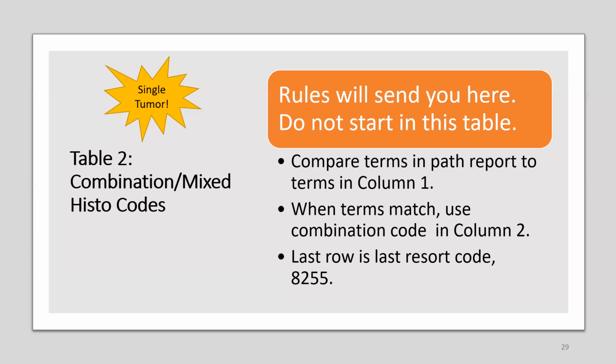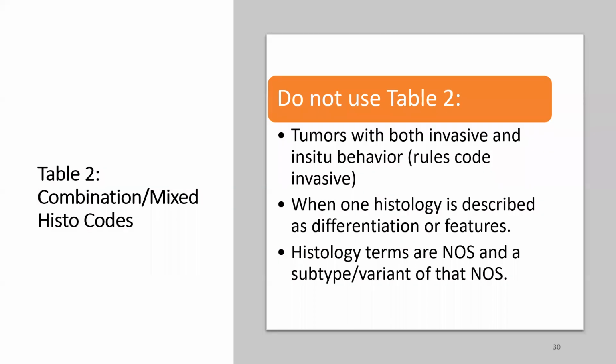There is a last resort code, 8255, is the last row. If you get there, try to go back through your histologies and make sure you didn't miss something. You can use this code. It is not preferred.